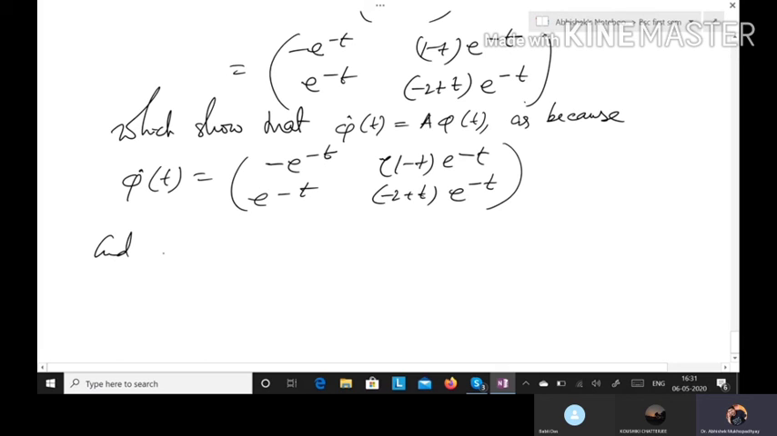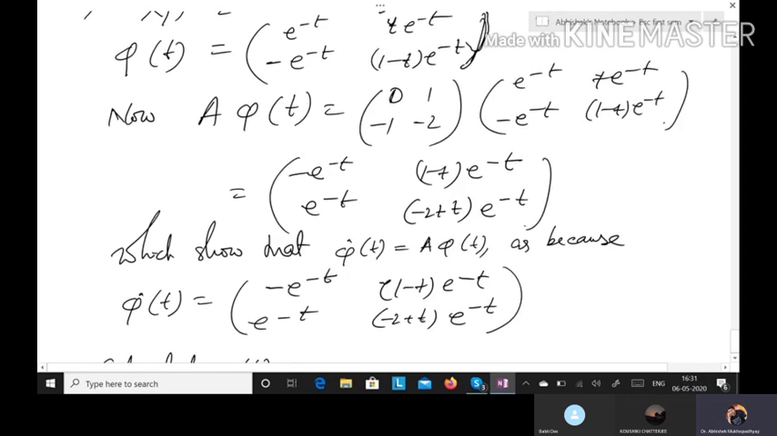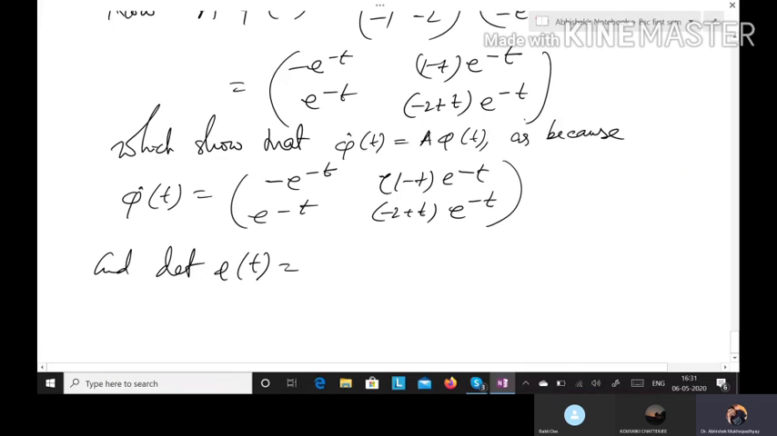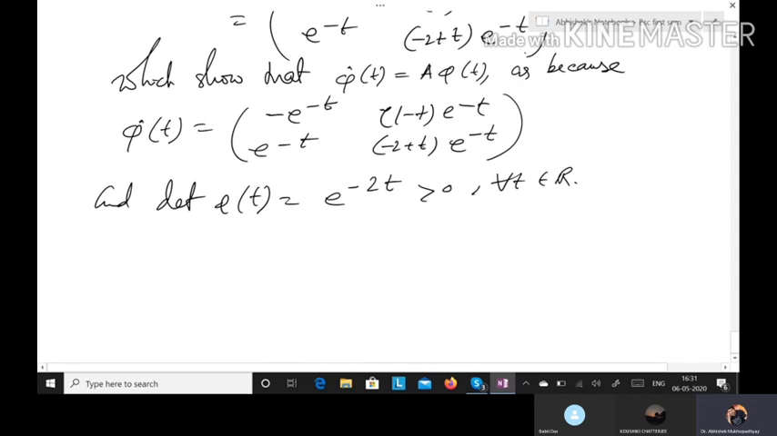And also the determinant of phi t. What is phi t? Phi t is this one. So just calculate the determinant. You will find that it will be e to the power minus 2t, and this function will never be 0. So this is greater than 0 for all t belongs to R. So this determinant is always non-zero. So this proves the verification, confirming that phi is a fundamental matrix at each t.